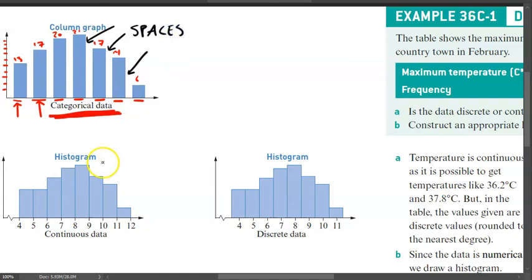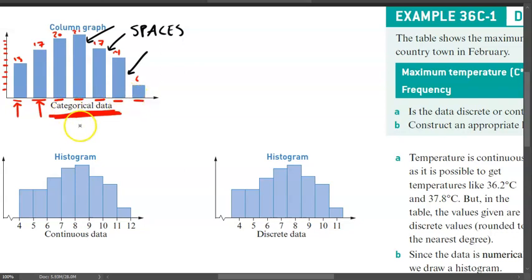in between each bar. Okay? There are spaces in between each bar. This is a very, very important feature. Heck, one of the most important features when it comes to categorical data, more importantly, column graphs for categorical data. There needs to be spaces in between. If there are no spaces in between, you are referencing a histogram, which is something a little bit different.